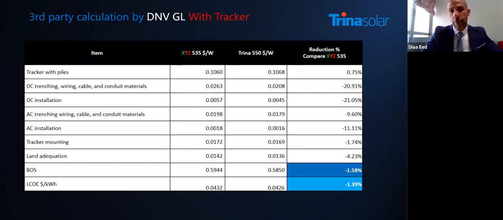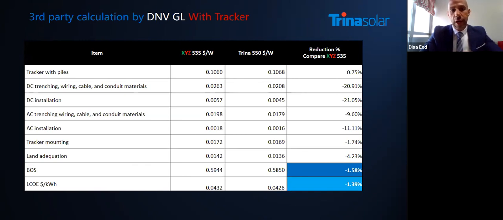This is a third-party calculation. This sheet is already existing, and the report is existing. If you want the original reports, we can share it with you one-to-one. We can upload it in public. They are doing a comparison between XYZ 535 and Trina 550 watt, which is the same modules we are talking about.